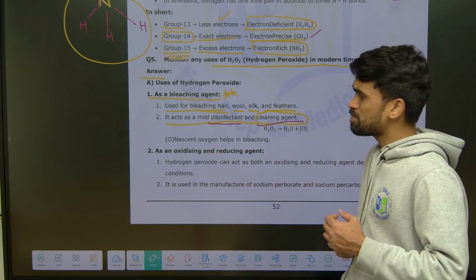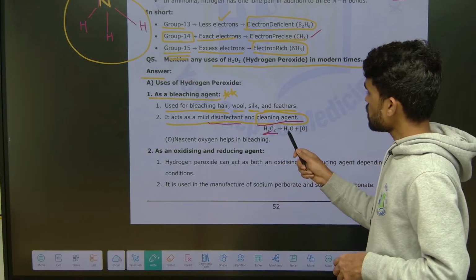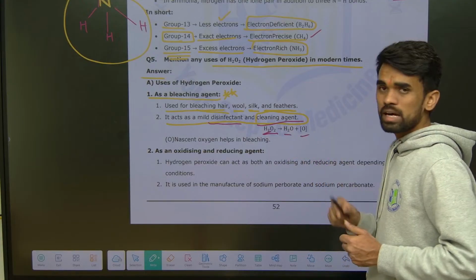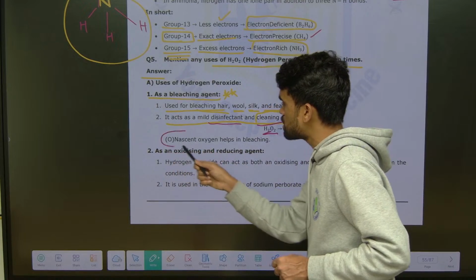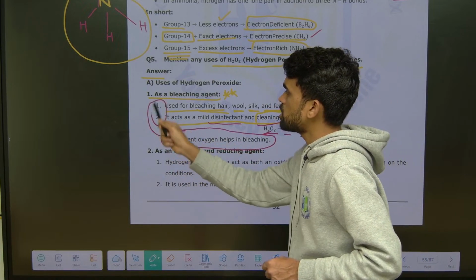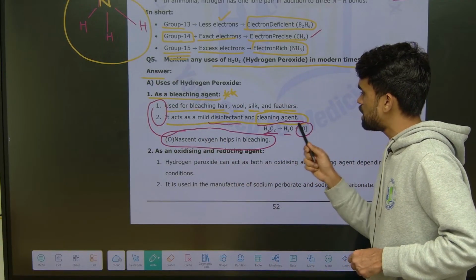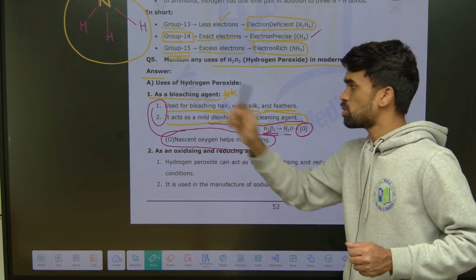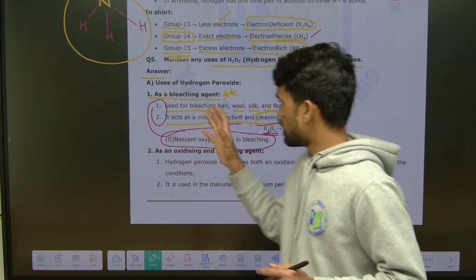So why is it so? Because hydrogen peroxide undergoes decomposition and forms H2O plus O2 gas; nascent oxygen is released. So this nascent oxygen is responsible in the bleaching process. In this bleaching process, what is responsible? Whatever oxygen gas is released from this hydrogen peroxide decomposition is responsible for the bleaching agent property of hydrogen peroxide.